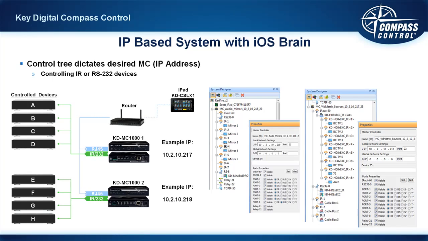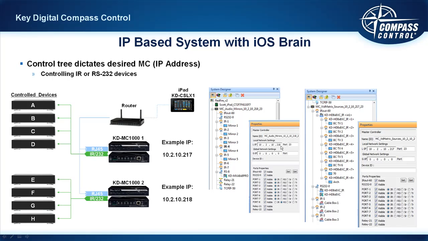But let's say, for example, you have many master controllers in the system. And of course, you have devices controlled through each respective master controller. Well, you in your Compass Control programming will build a control tree, as we see here. If you follow the mouse, you're looking at one of our master controllers. You see it in its tree. If we select that device, if I click on that, then I am able to view its properties.